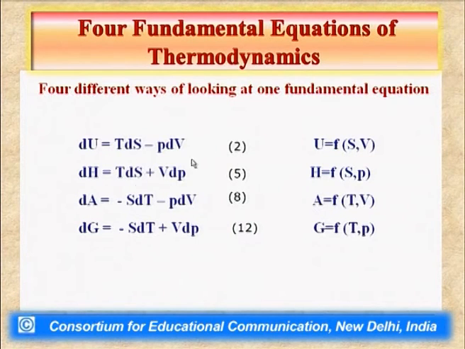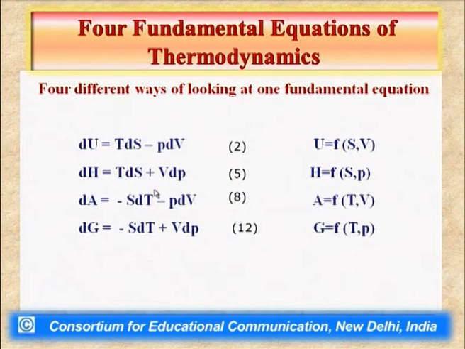Once again, let us consider the four different ways of looking at the fundamental equation. The first one that we derived was dU equal to TdS minus PdV, as I just explained, as an implication of the second law of thermodynamics, following which we can modify this equation in terms of change in enthalpy, Helmholtz energy and Gibbs energy, and ultimately we have four different fundamental equations, which are equations 2, 5, 8, 12 over here, which relate to the change in internal energy, the change in enthalpy, the change in Helmholtz energy and the change in Gibbs energy.